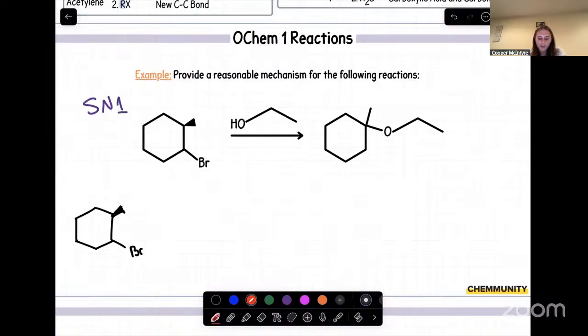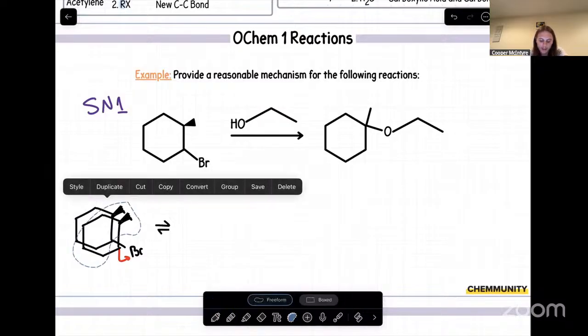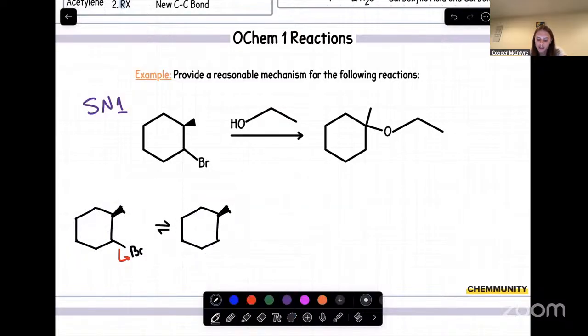So the first step of an SN1 reaction is our leaving group has to leave. So we'll kick out our bromine. And in this case, we will have equilibrium arrows, only because with a carbocation forming, that can go both in the forward direction and in the reverse direction. So we have our carbocation right here after that bromine left.